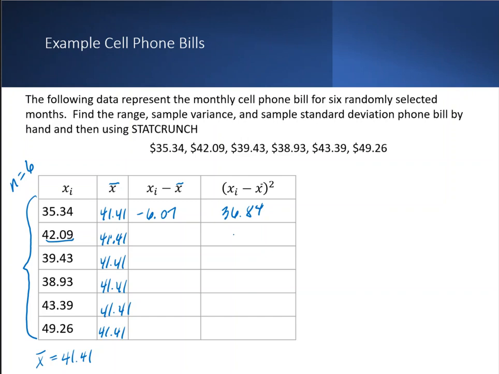Then we're going to square that number to get the last column. So let's look at one more together. So 4209 minus 4141 is 0.68. And if I square that number, I get 0.36.